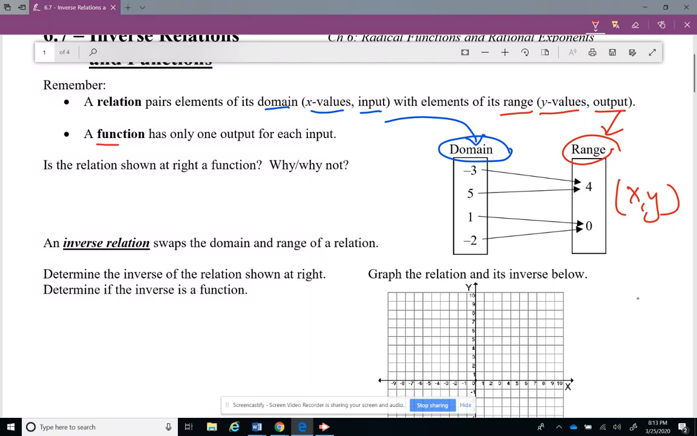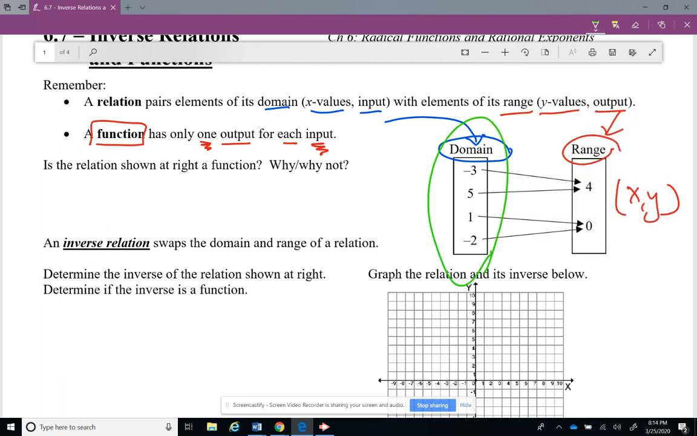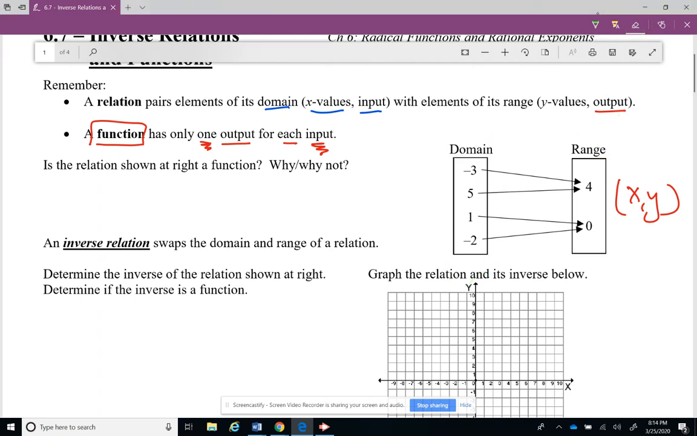All right, a function. A function is a relation. It has ordered pairs in it. But a function has only one output for each input. So what that really means is your x values are not repeated. All right, so let's look at this one right here and let's see, is the relation at the right a function? Why or why not?